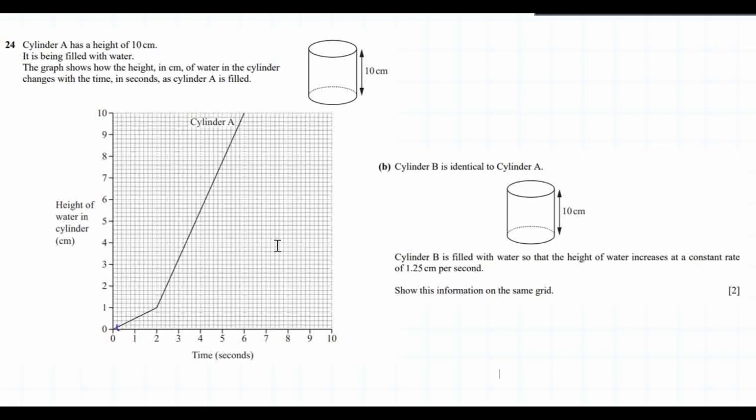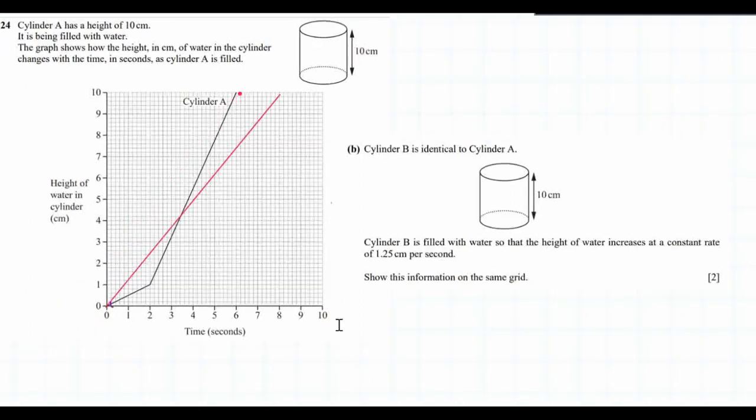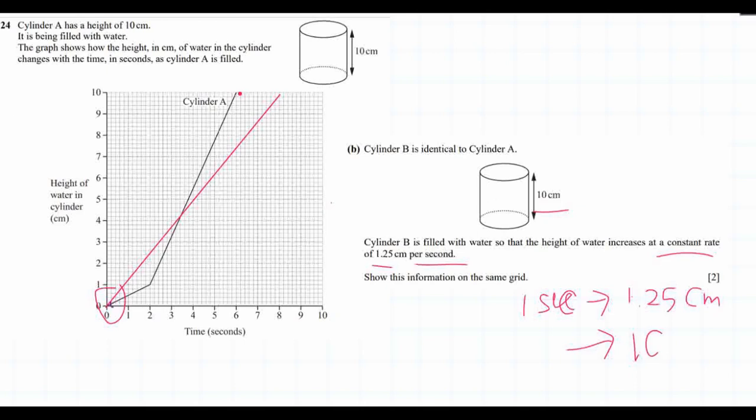Alright, let's check out the answer, guys. So here's the correct answer. We start the first point from 0, 0, the origin, and 0, 0 here. Since it has 10 cm and it's a constant rate, it should be a straight line. So if 1 second is 1.25 centimeters, for getting to 10 centimeters, how many seconds are needed?